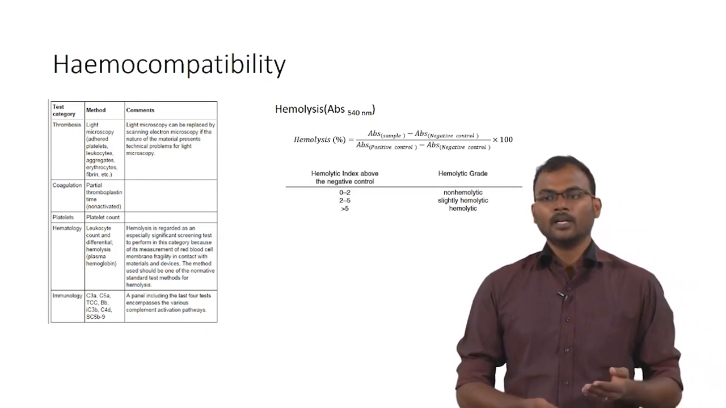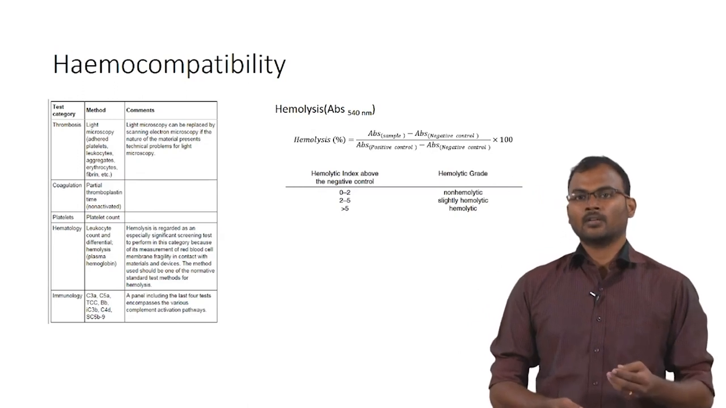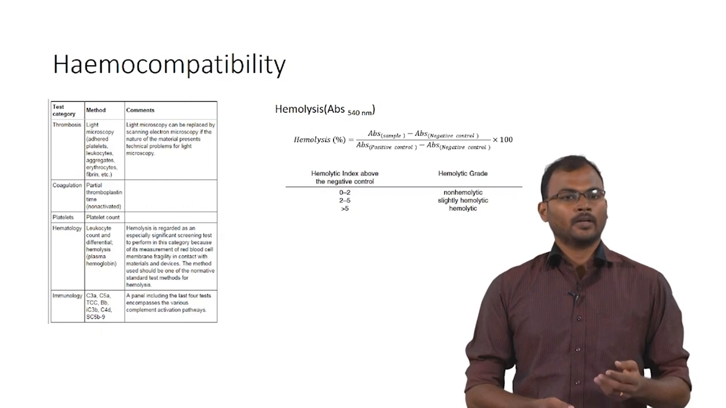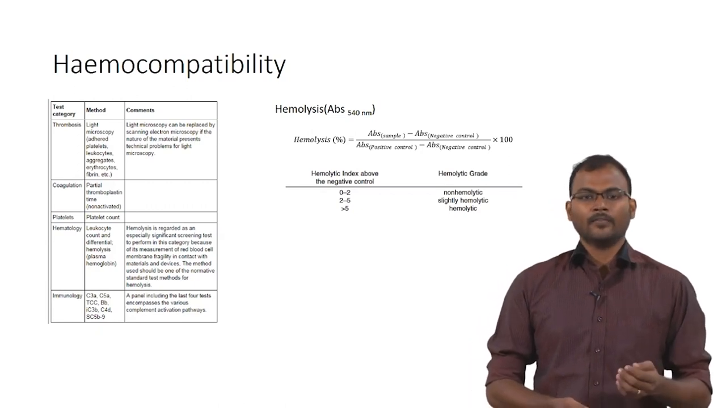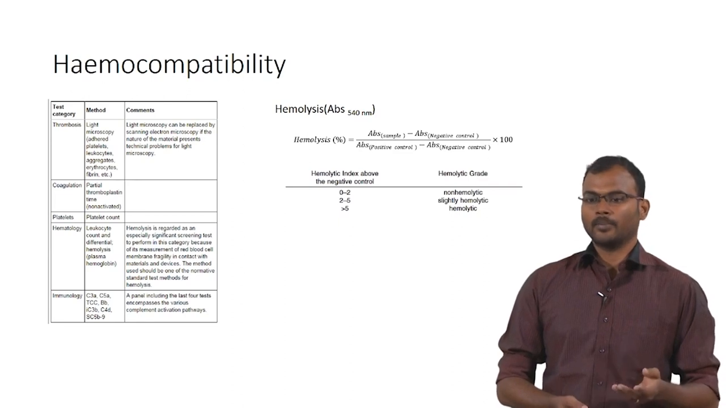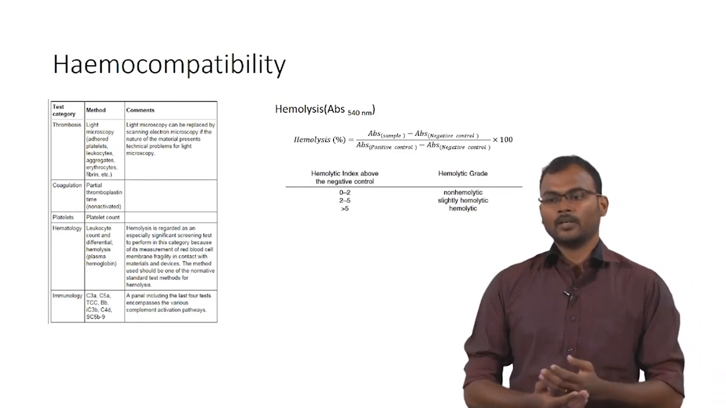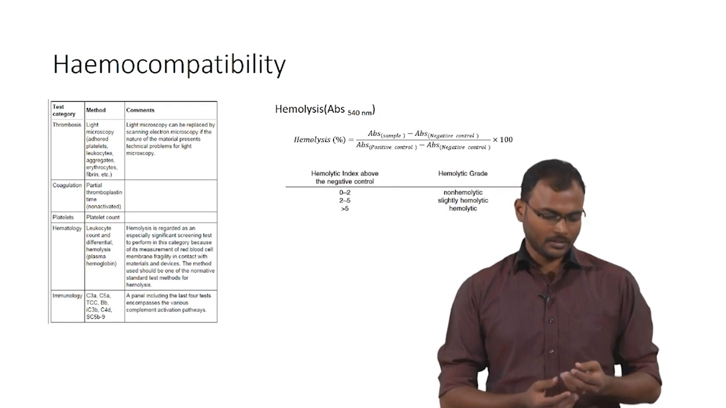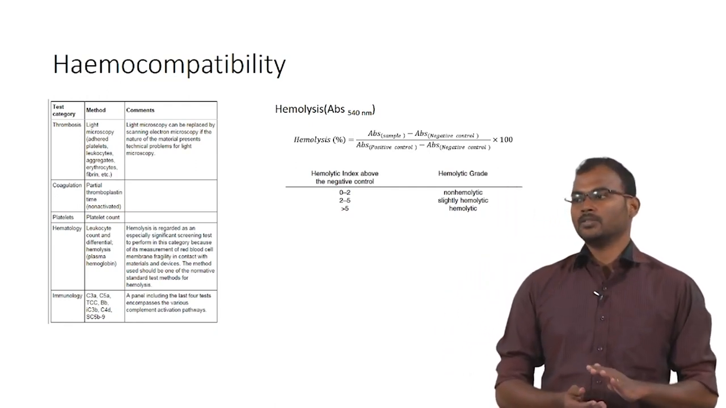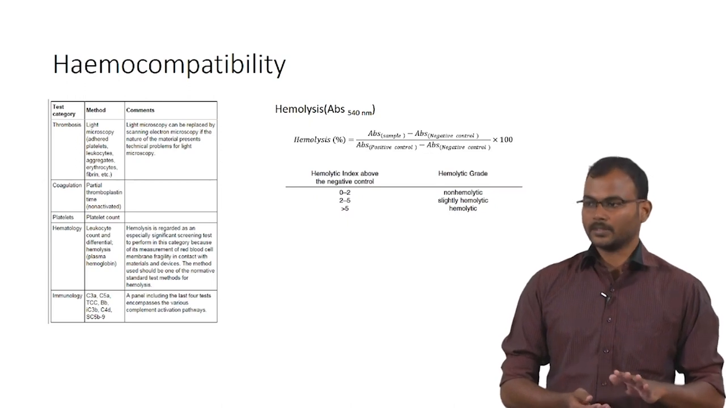It is a serious issue, because even if a small clot forms and gets detached from the surface, it can go and block somewhere in the arteries. That movable clot is called an emboli. That can block the arteries and lead to serious issues. So when you are looking at a blood contacting application, you should always do hemocompatibility studies.